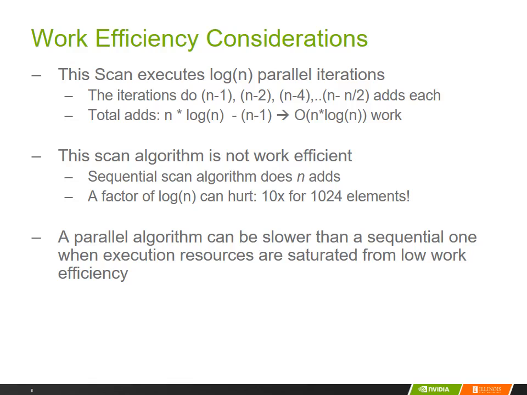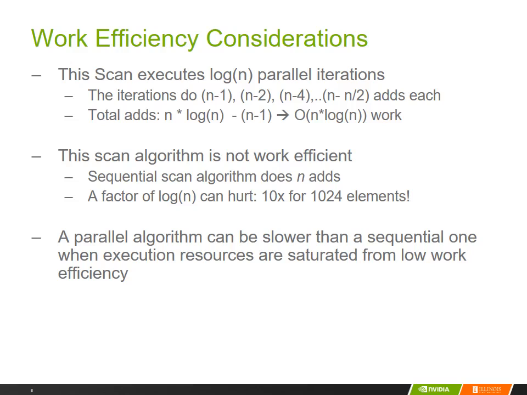If we add up the amount of work, or the number of additions, that we're doing for each iteration and complete that expression for all the iterations, we would find an expression of the total amount of work to be n times log n minus (n minus 1). And so therefore, the amount of work that we're doing for the parallel algorithm is order n times log n.